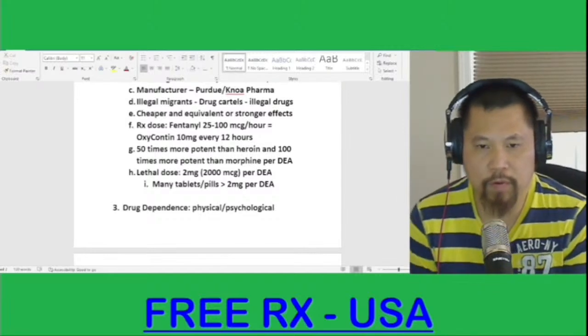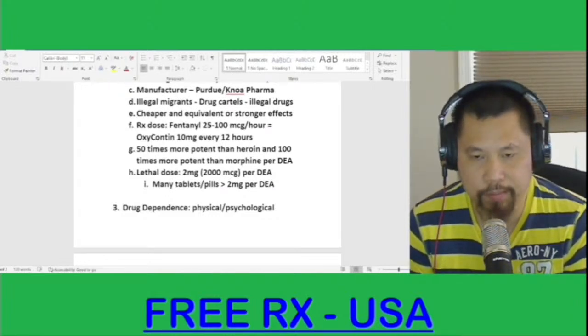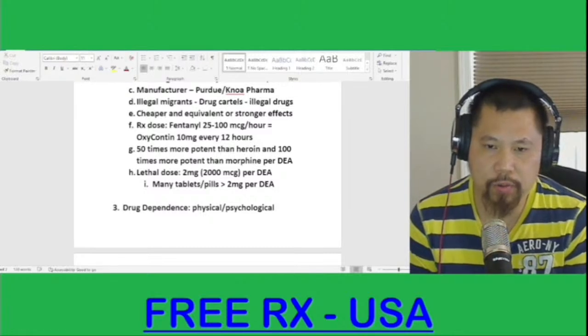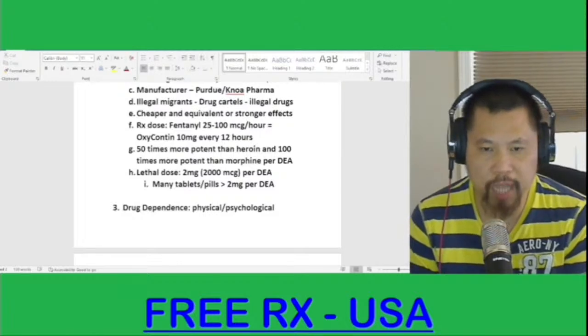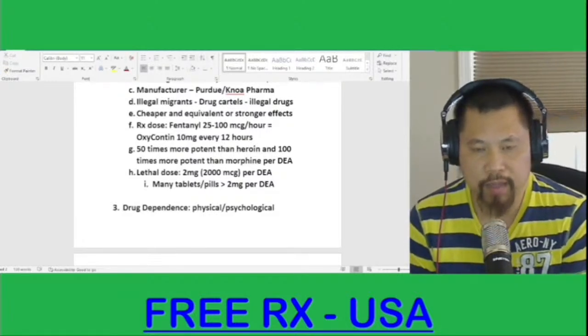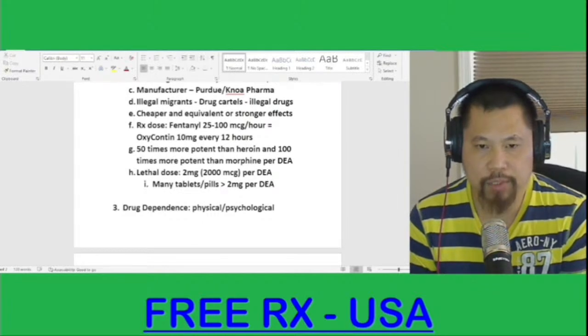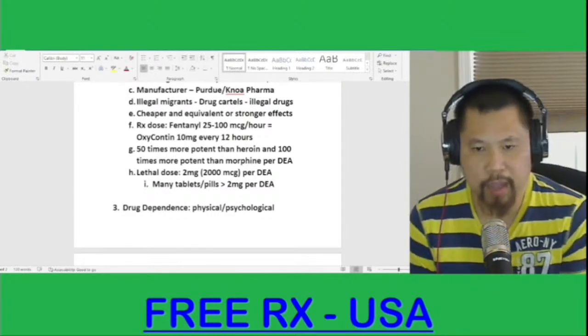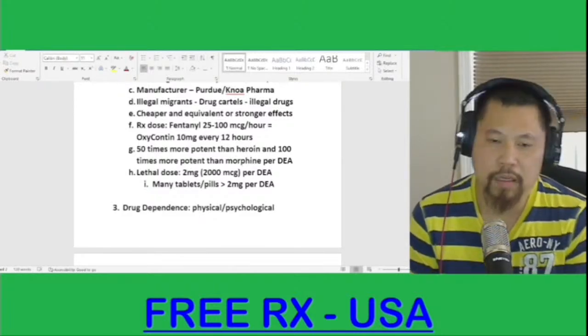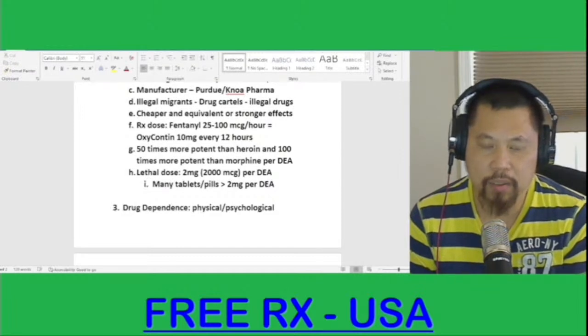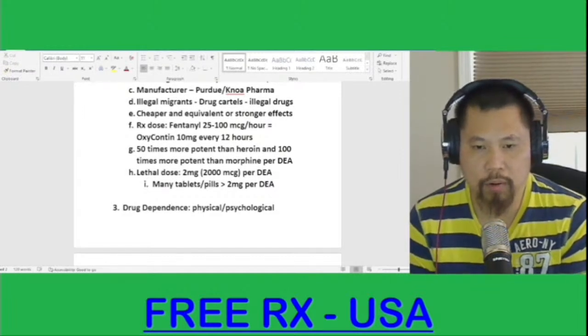The prescription dose for medical treatment is fentanyl patches from 25 to 100 micrograms per hour. Fentanyl 25 micrograms per hour is equal to OxyContin 10 milligrams every 12 hours. Fentanyl is 3 times more potent than heroin and many times more potent than morphine, per the DEA. So per the DEA, the lethal dose is about 2 milligrams, or 2,000 micrograms.